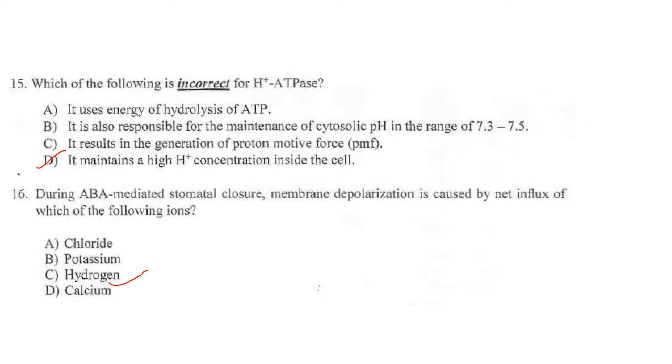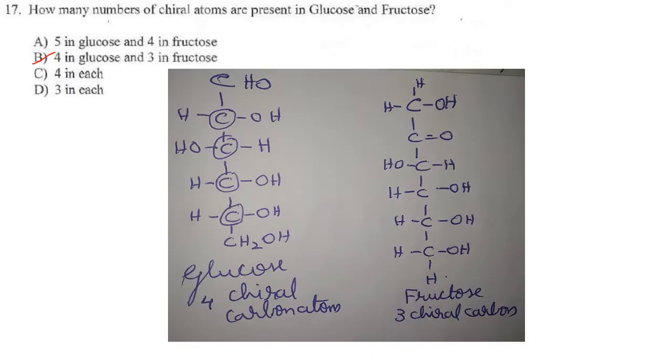Then during ABA mediated stomatal closure, membrane depolarization is caused by net influx of which of the following ions? So it is hydrogen. Answer is option C. Then next one. How many chiral atoms are present in glucose and fructose? So this is glucose and there are 1, 2, 3, 4 chiral atoms in glucose, and fructose has got only 3 chiral atoms, 1, 2 and 3. So the answer here is 4 in glucose, 3 in fructose.